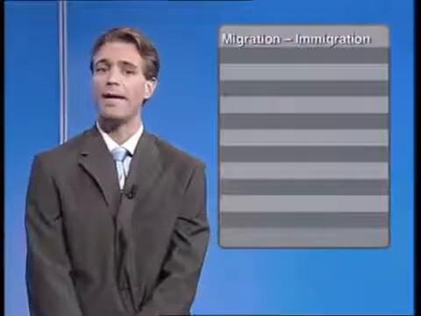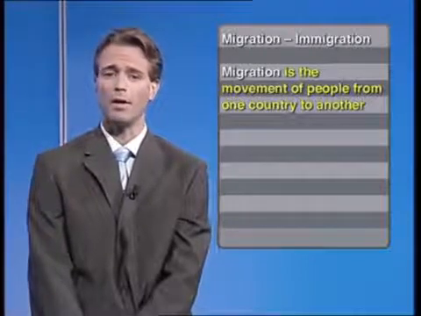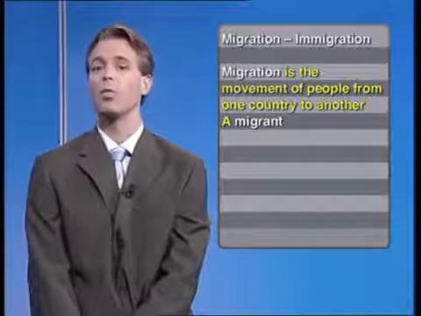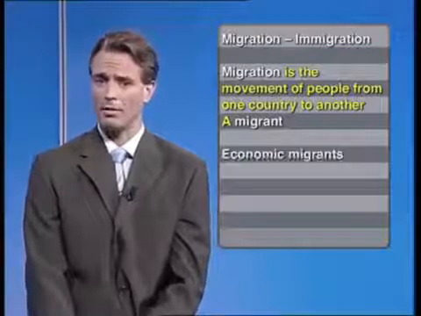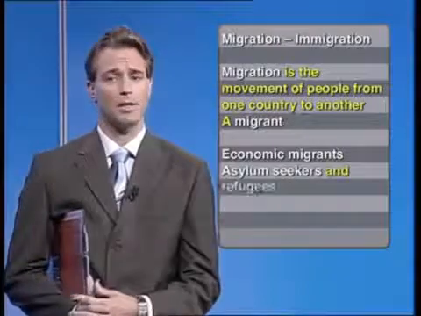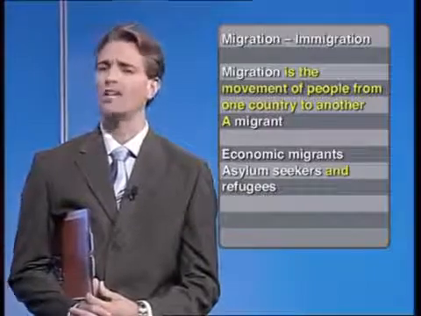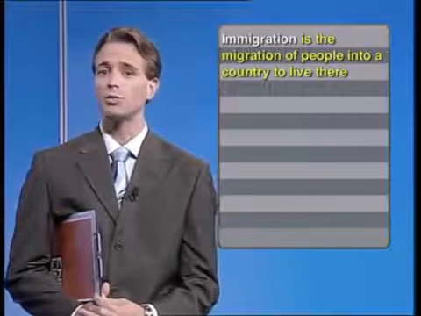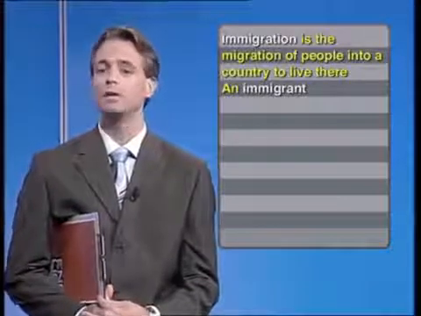First of all, let's look at the difference between migration and immigration. Migration is the movement of people from one country to another. A migrant is a traveler who moves from one country to another. There are two kinds of migrants: economic migrants, who come from poor countries and look for work in Europe, and asylum seekers and refugees, people who must leave their home country because their lives are in danger there. Immigration is the migration of people into a country to live there. So, an immigrant is a person who goes to a foreign country to live there.